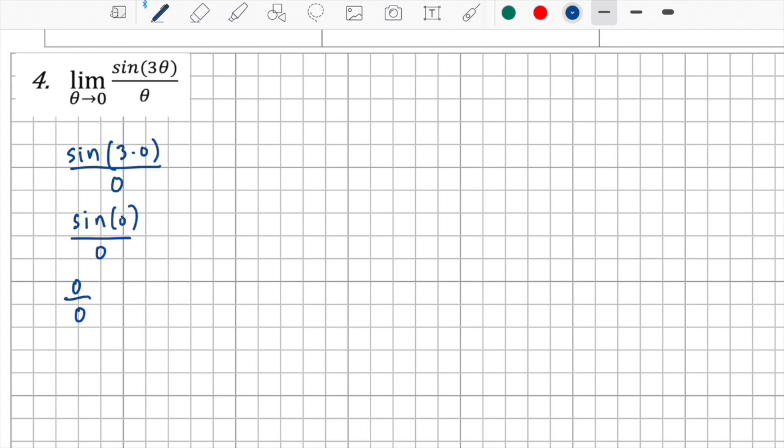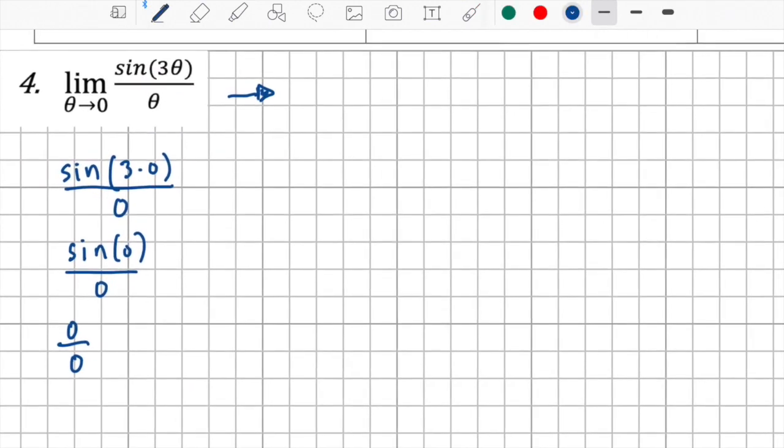It's an indeterminate form. So what we need to do is manipulate it like we've been doing. Notice that this time we have 3 theta in here, and it's being divided just by theta. So what I want to do is multiply by 1. This is how we're going to do it though. I'm going to say limit as theta approaches 0. Now since I want to multiply by 1, that 1 is really going to be 3 over 3.